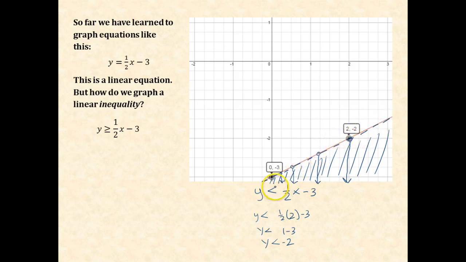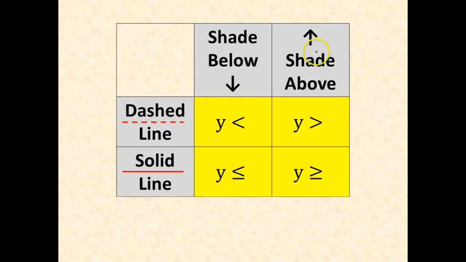So if it's just less than or just greater than, it's going to be a dashed line. If it's greater than or equal to, then it's going to be a solid line. And here's a way to remember. You can write this down in your notes.